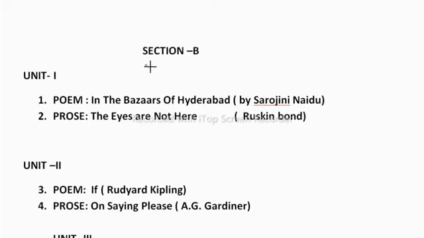In Section B, you have to write the summaries. For each summary, you will get 15 marks, and you are supposed to do 4 summaries out of 8. In unit 1 you will have a poem, which will be the ninth question, and a prose, which will be the 10th question in your exam. The poem is In the Bazaars of Hyderabad, written by Sarojini Naidu. The prose is The Eyes Are Not Here, written by Ruskin Bond.